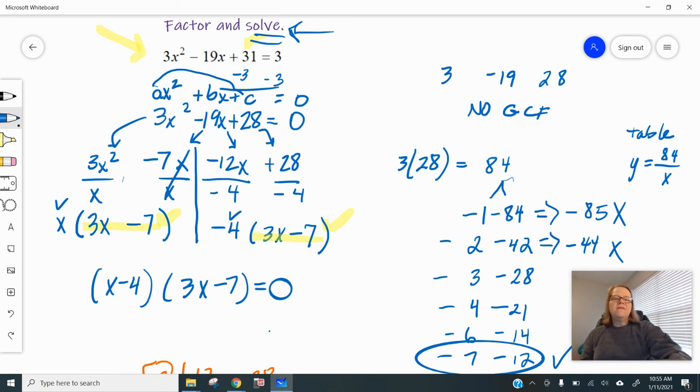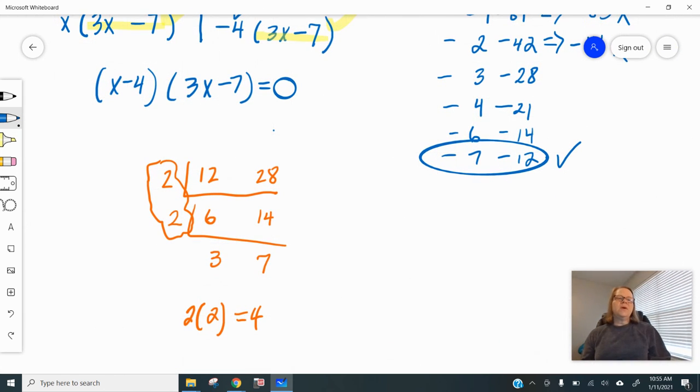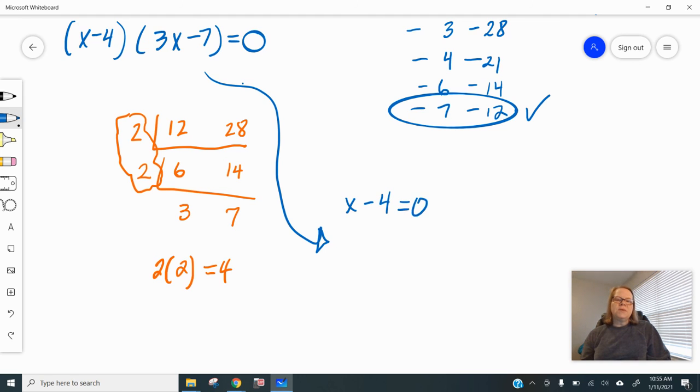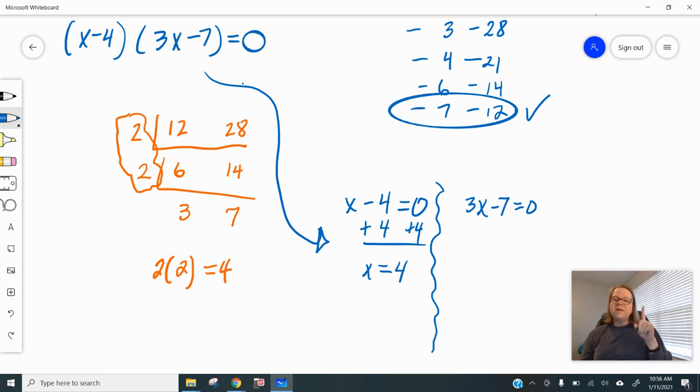So solving means that we're going to, let's see, I haven't made this quite sloppy enough. Let's take it over here. Let's set these equal to 0. So I'm going to set the first factor equal to 0 and the second factor equal to 0. So this is like two separate problems here. So if x minus 4 is 0, then I'm going to add 4 to both sides and get x is 4. That is one of my solutions to this quadratic equation.